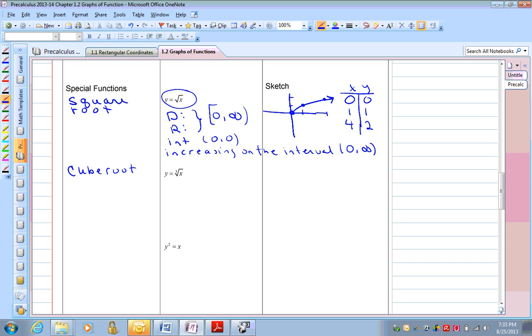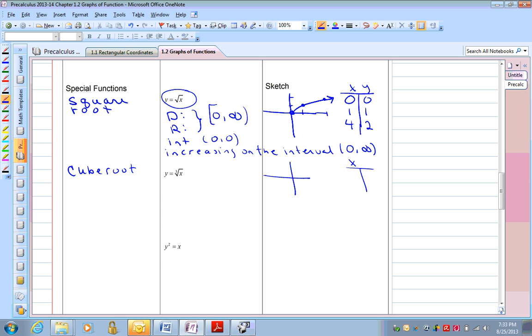So you have a cube root function. Let's take a look at what it would look like. Again, I'm just going to use that little t-table. Now a cube root, an odd root, can have a negative, because a negative cubed would be negative, and a positive cube would be positive, so you can have both. So you can have positive and negative values.